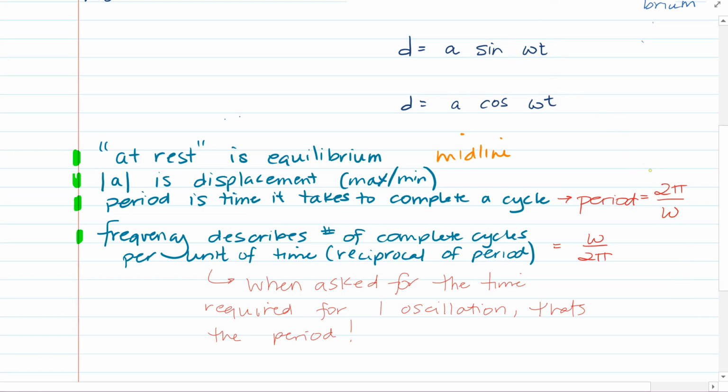However, with this, they're usually more concerned with frequency. Now the frequency describes the number of complete cycles per unit of time. It's the reciprocal of the period. So you'll see it as 1 over the period sometimes, but that is the same thing as omega over 2 pi. So when you're asked, if they don't say frequency, but rather ask for the time that's required for one oscillation, that is the period.